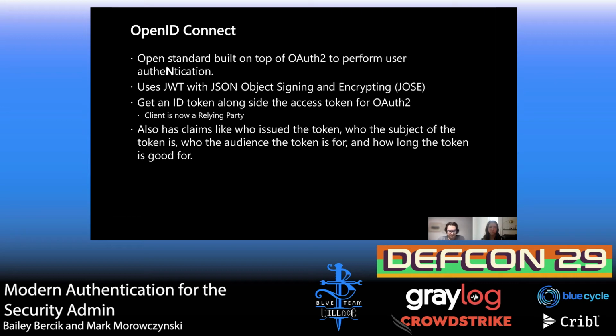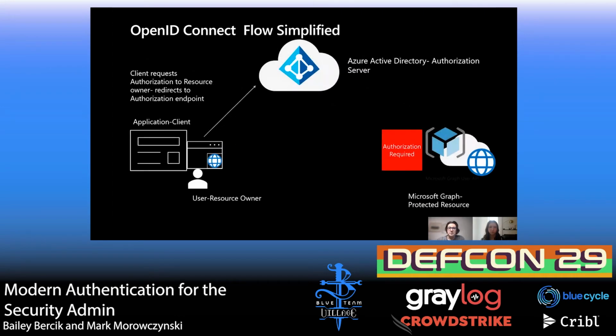So let's take a look here at how this actually works. It's going to be very, very similar to our previous flow. And again, we have our same components as before. We have our resource owner, who's the user. We have the client, which is the application. We have our protected resource, which is the Microsoft Graph. We have our authorization server, which is Azure Active Directory.